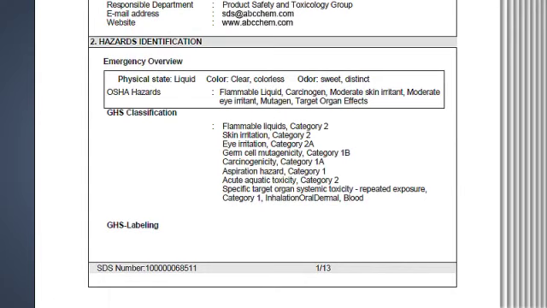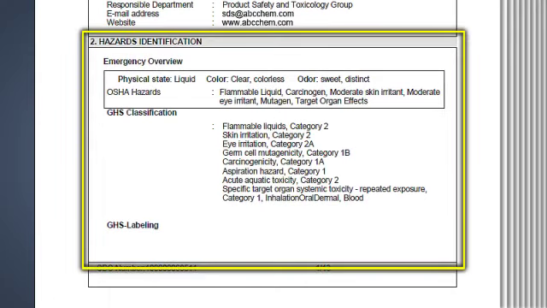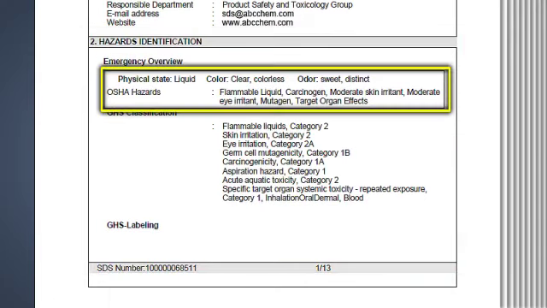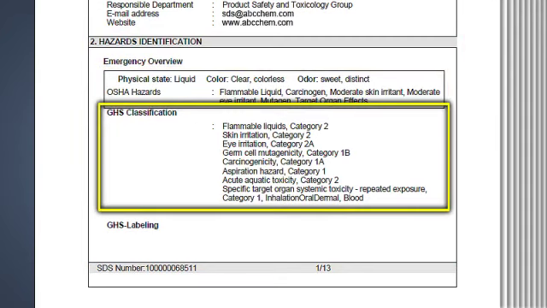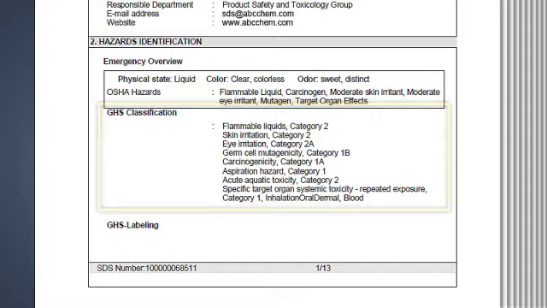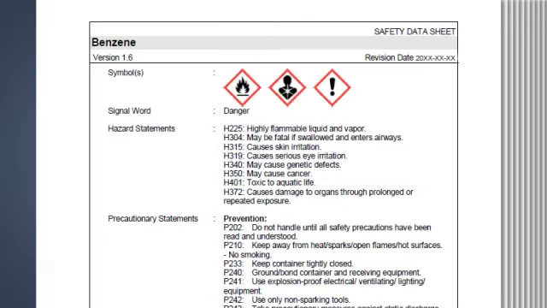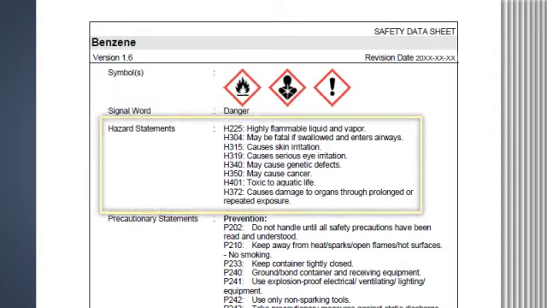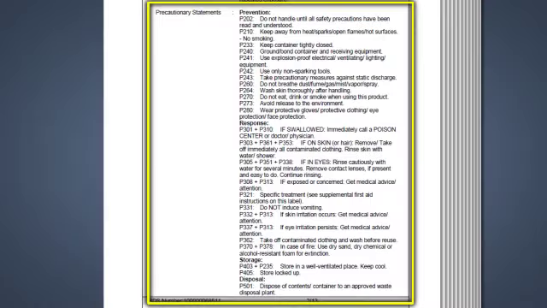Section 2. Hazard identification. Identifies the hazards the chemical presents, including the chemical's hazard classification, a pictogram, a signal word, a hazard statement, a precautionary statement, and more.